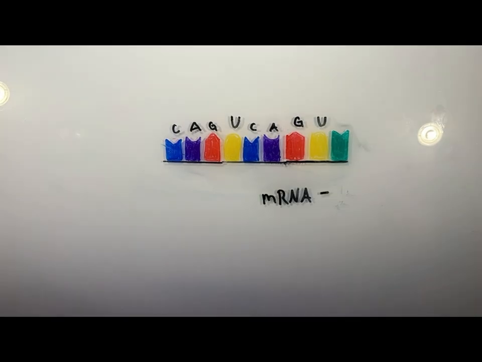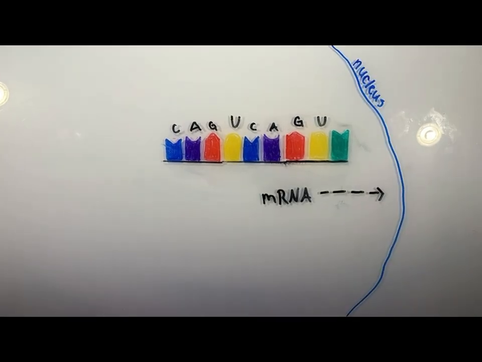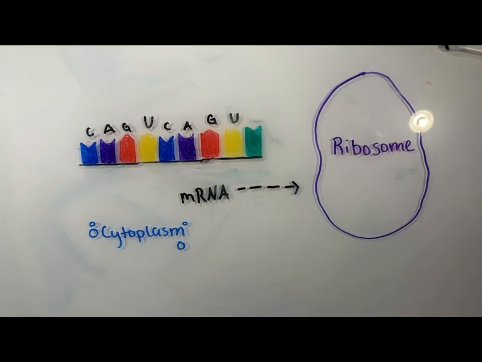The strand that is produced is messenger RNA, which is sent out of the nucleus into the cytoplasm, where it meets a ribosome to initiate translation.